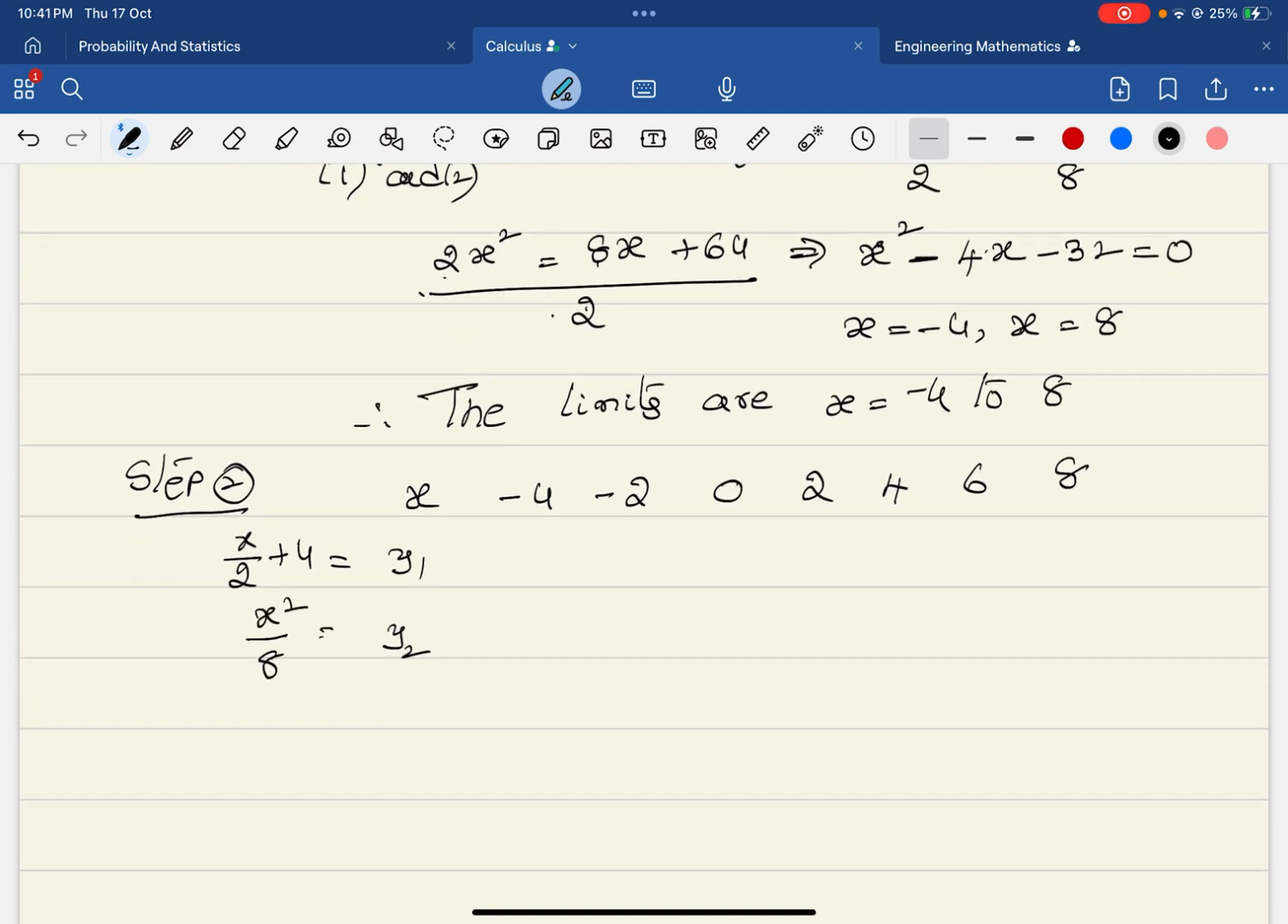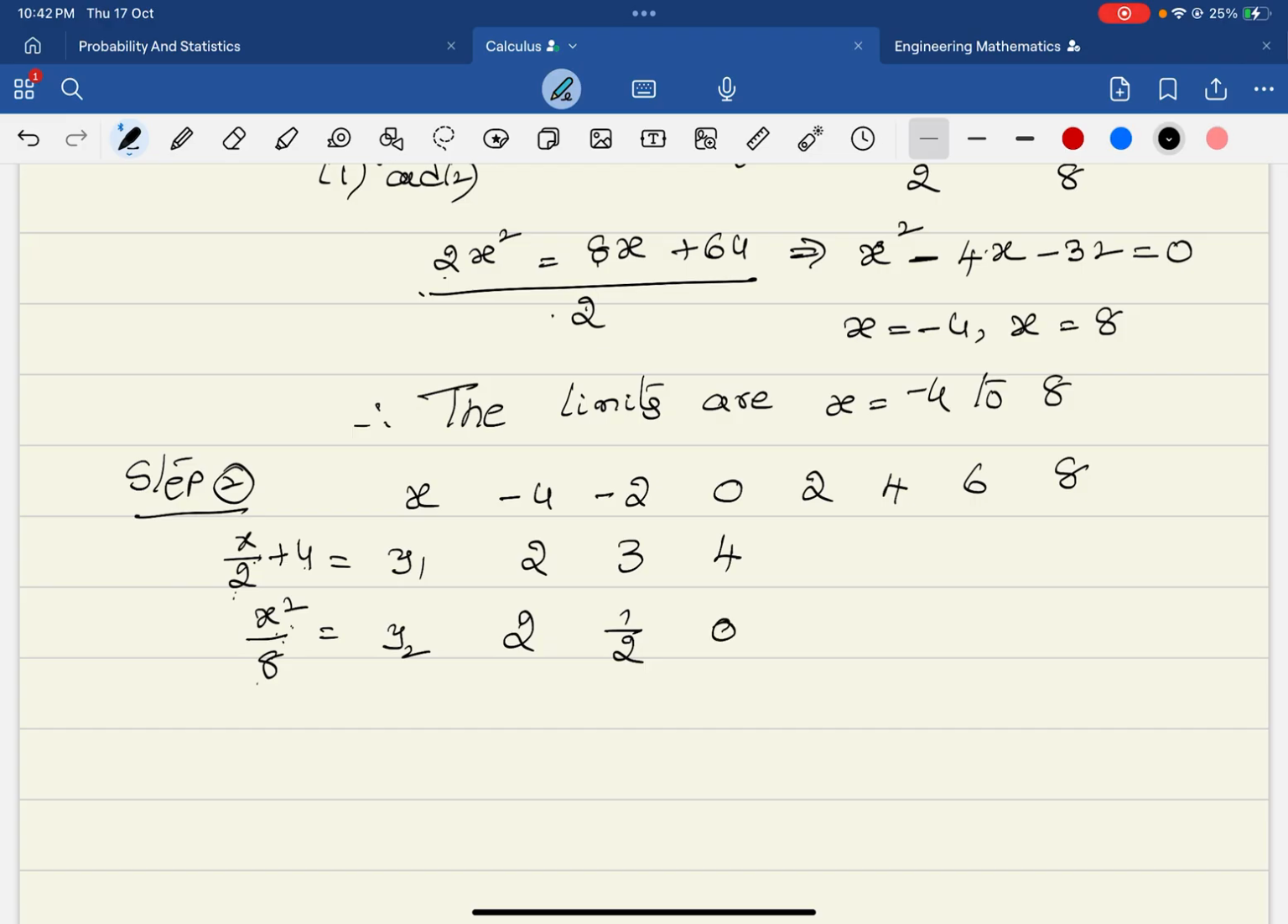Now we start putting the values. When x is minus 4, what is the value here? That is minus 4 by 2 becomes minus 2. Minus 2 plus 4 becomes 2. And when x is minus 4, it is minus 4 the whole square, 16 by 8, which is again 2. Again, when you put x is minus 2, minus 2 by 2 is minus 1. So 4 minus 1 is 3. When you put minus 2 here, it is 4 by 8, it is 1 by 2. And when x is 0, it is 0 plus 4, which is 4. And here it is 0.